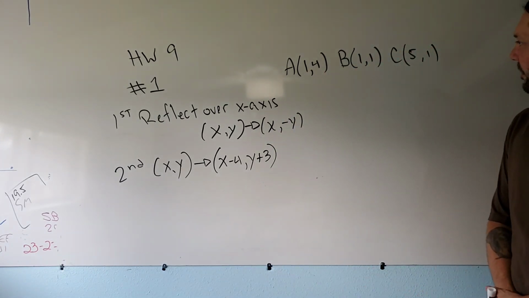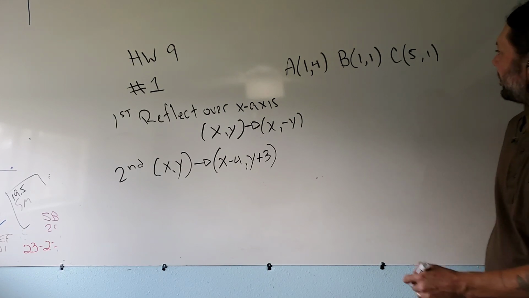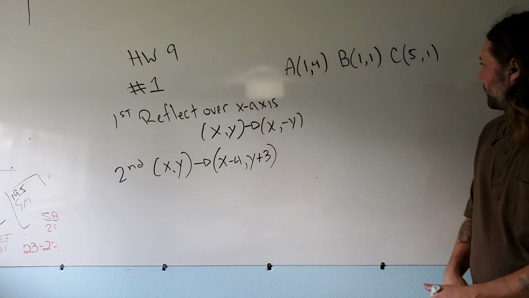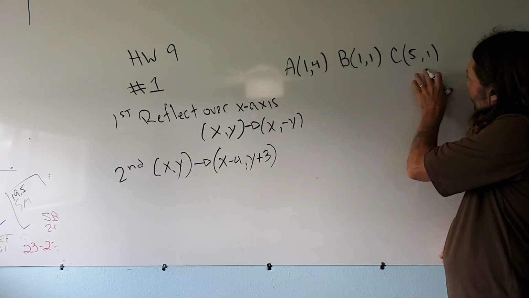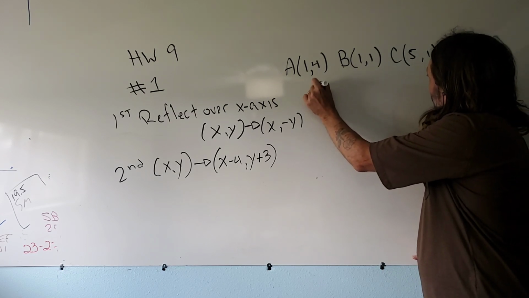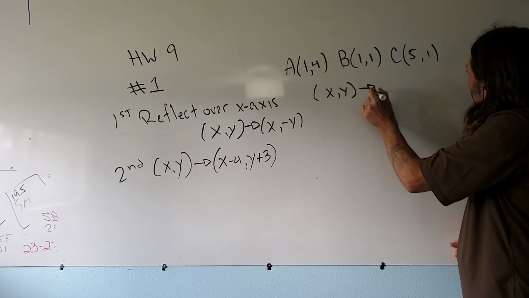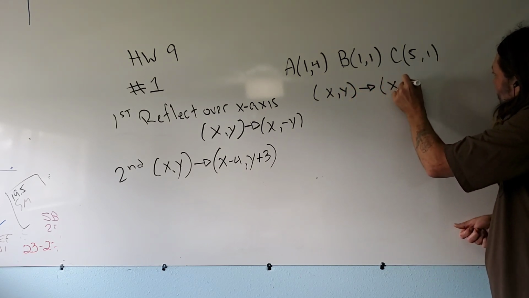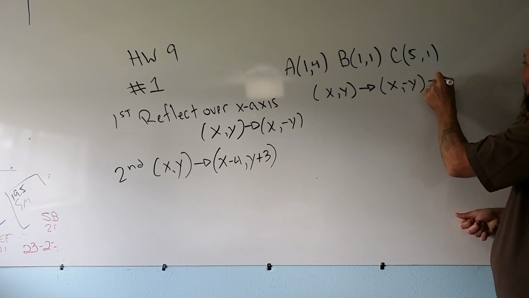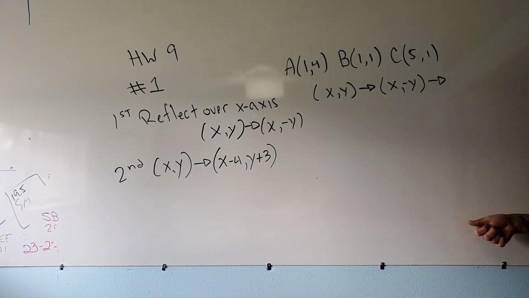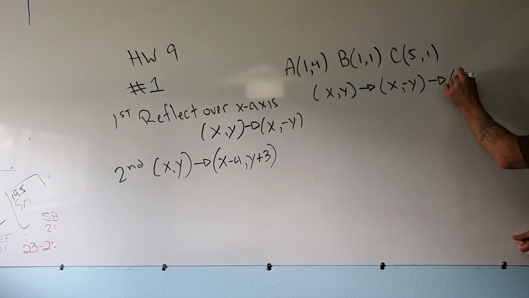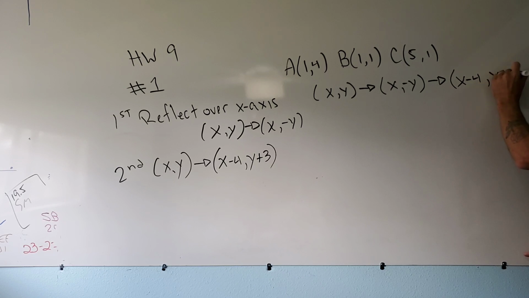So let me write out the entire transformation. For all of these points, we're going to start off with our original pair. And then the next thing we're going to do is change the sign of the y value. And then after we change the sign of the y value, we're going to move our shape 4 units to the left, and we're going to raise our shape 3 units up.